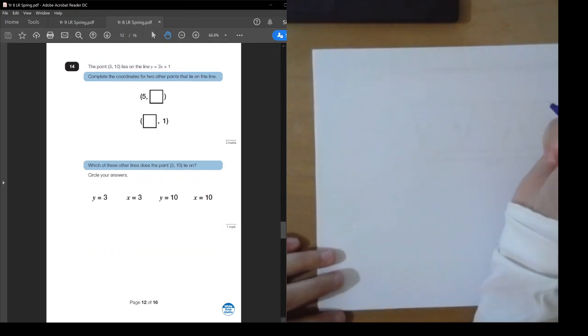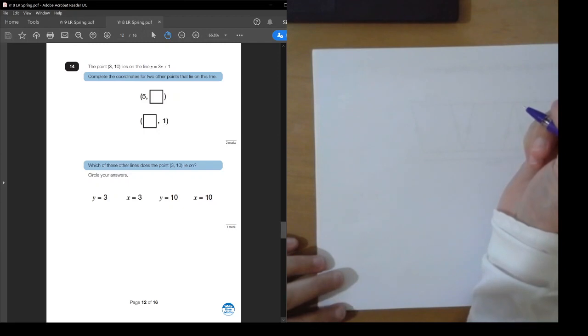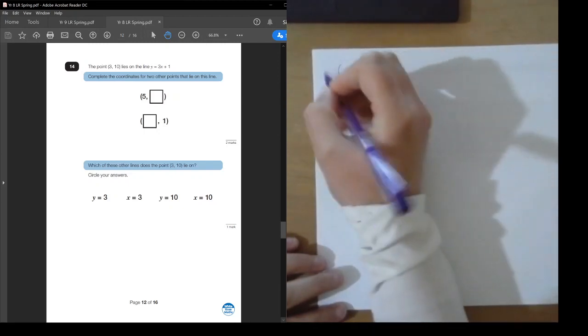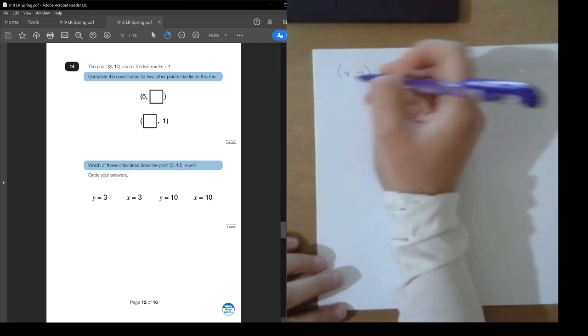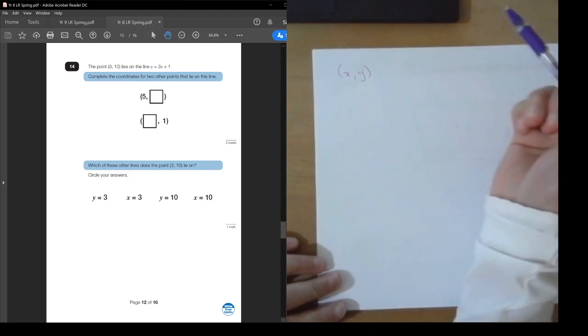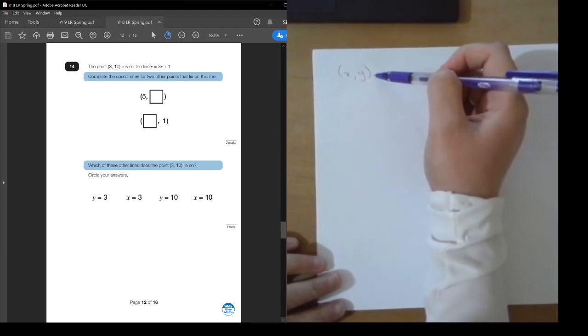So we've got the point (3, 10) lies on the line y equals 3x plus 1. What's important is you need to remember coordinates. If you cannot remember the order, just go through the alphabet in your head. What comes first in the alphabet, X or Y? X. So X goes first, Y comes after.